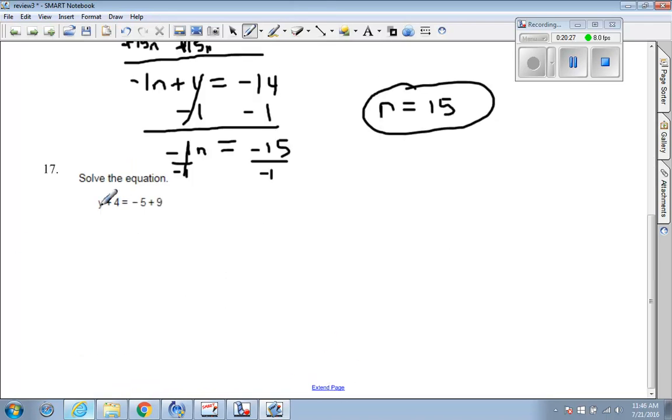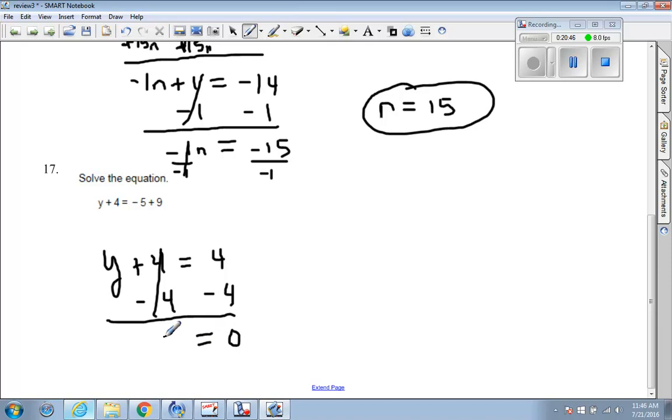Number 17, solve the equation. So we have y plus 4 equals negative 5 plus 9. Those are like terms that'll lead you to 4. Move 4 to the other side, subtract it off. Now don't be afraid of this answer. This is a valid answer. 4 minus 4 is 0. So you're ending up with y equals 0, and that's a valid answer.